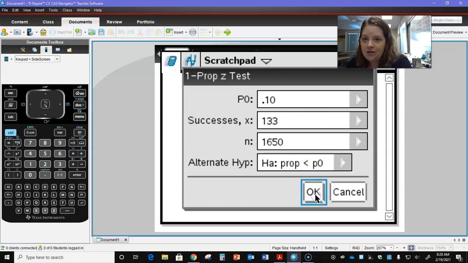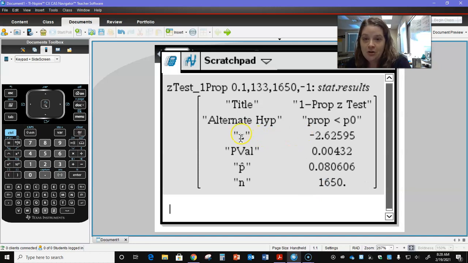I hit enter, and I get this delightful z of negative 2.626. Probably use at least 2 or 3 decimal places for that. And then the p-value, which is the probability of getting a z-score of this or more extreme, is 0.00432, about 0.004. Notice it also gives us p hat in this report, which would be 133 out of 1650, and reiterates that sample size there.